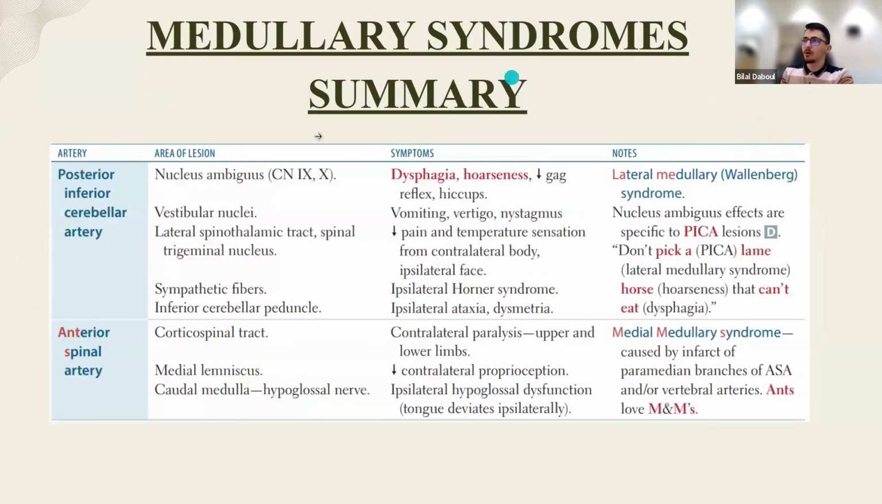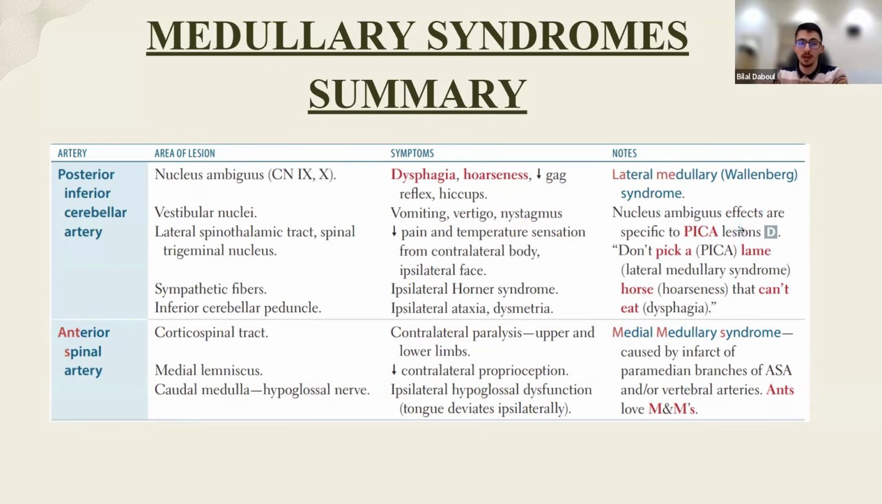Okay, medullary syndrome summary. This is the same thing, I just reiterated this. You see, most importantly for PICA occlusion or lateral medullary syndrome: nucleus ambiguus, dysphagia, hoarseness, and loss of the gag reflex, because you have loss of the motor limb of the gag reflex through the vagus nerve, which is responsible for producing the gag. Again, lateral medullary syndrome, Wallenberg syndrome, the nucleus ambiguus effects are specific to PICA lesions.